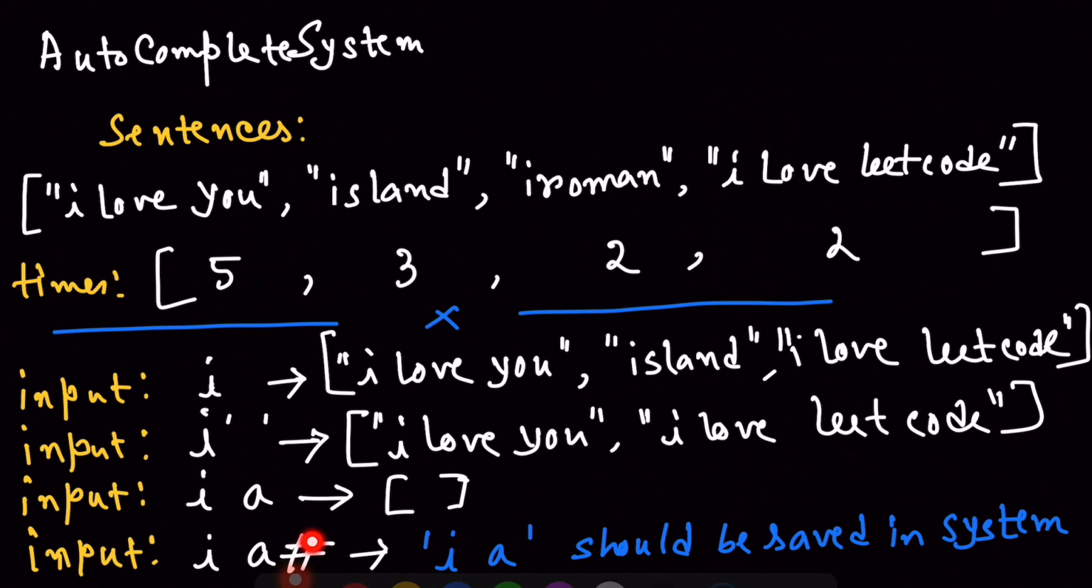Next we got a hash. So we already got "I space A" and then we got a hash. Whenever we get a hash, as per the question statement, we have to store the currently searched sentence, like "I space A", in our system. We don't yet know how we are going to store it, but at least we have to store this "I space A" in the system, so that next time when we search "I space A", we should get some result.